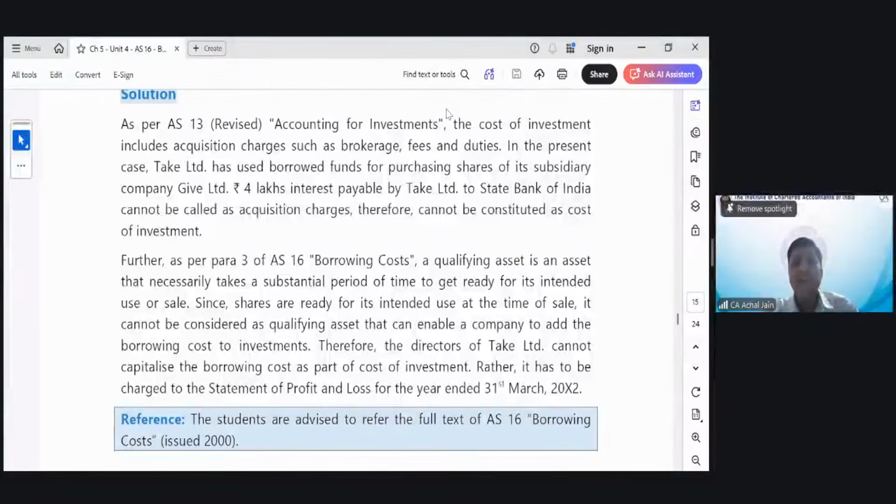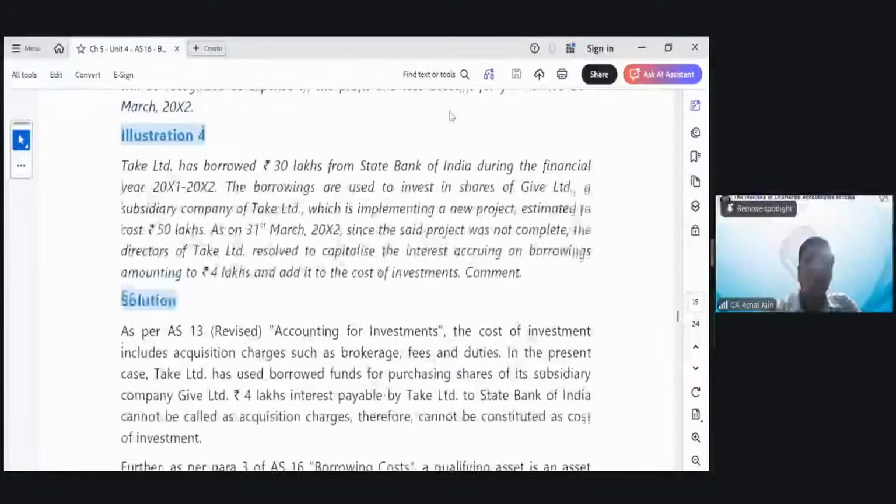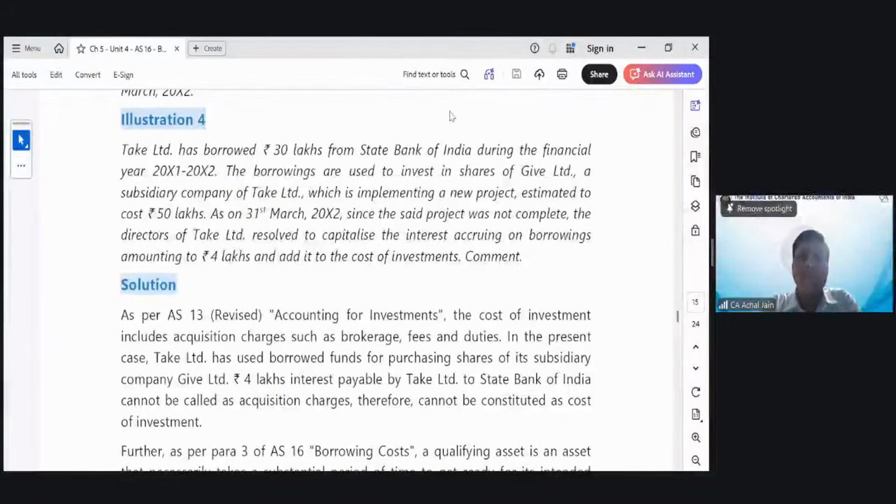I can see this query from Anil. Anil has a query. Yes, Anil. What is your query? Can you please explain? What is your confusion? Please unmute. Please pick up.